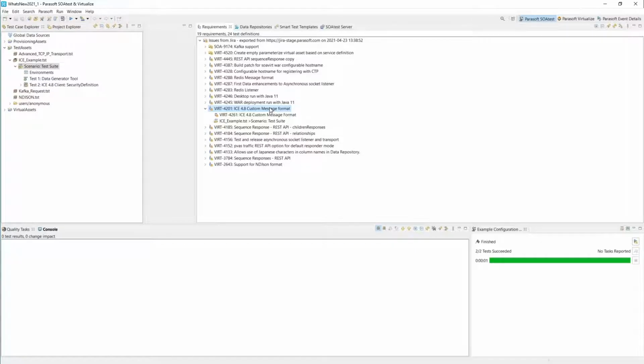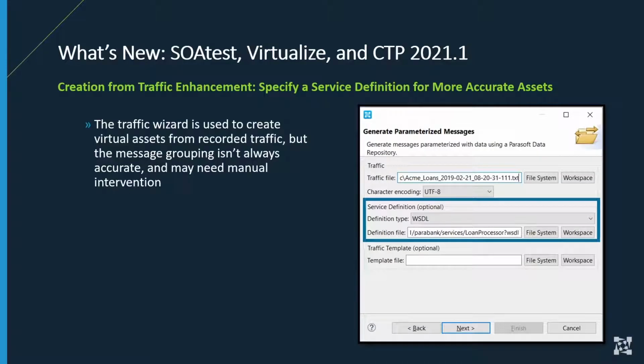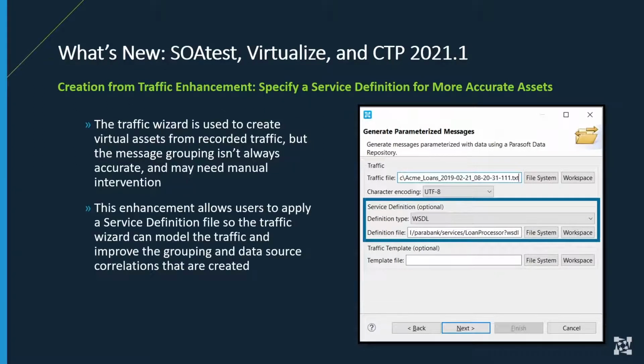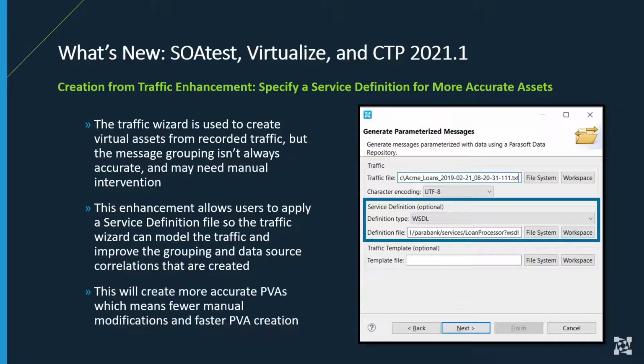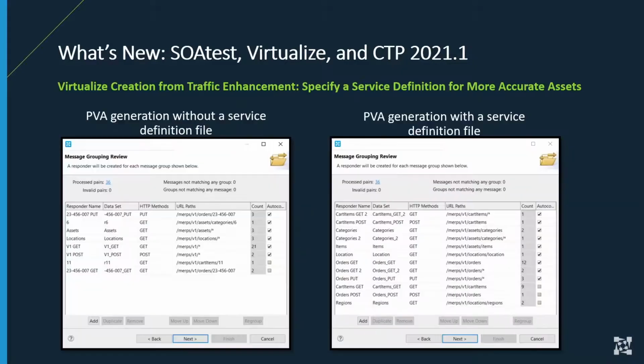The next feature is creation from traffic enhancement, specifying a service definition file for more accurate assets. The traffic wizard is used to create virtual assets from recorded traffic, but the message grouping isn't always accurate and may need manual intervention. This enhancement allows users to apply a service definition file so the traffic wizard can model the traffic and improve the grouping and data source correlation that are created. This will create more accurate PVAs, which means fewer manual modifications and faster PVA creation.